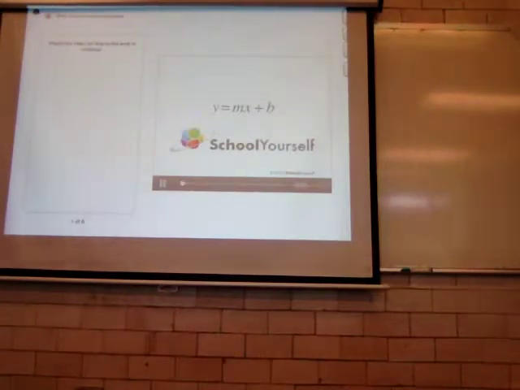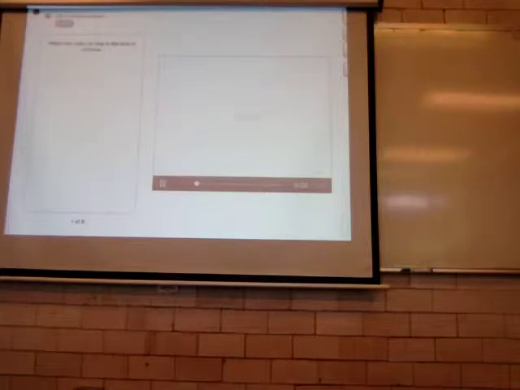Here we'll discuss writing lines using the formula y equals mx plus b. So here's the function y equals mx plus b. X is the function's input, y is the function's output, and m and b are constants, meaning they're numbers that are fixed, and they don't change when x changes.